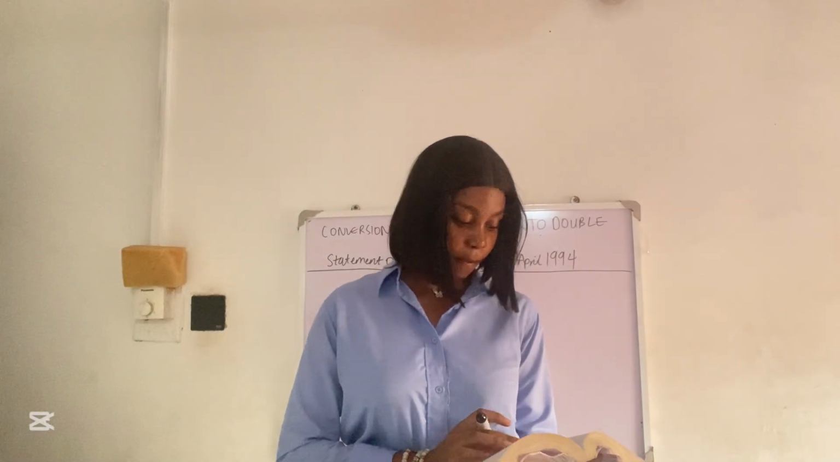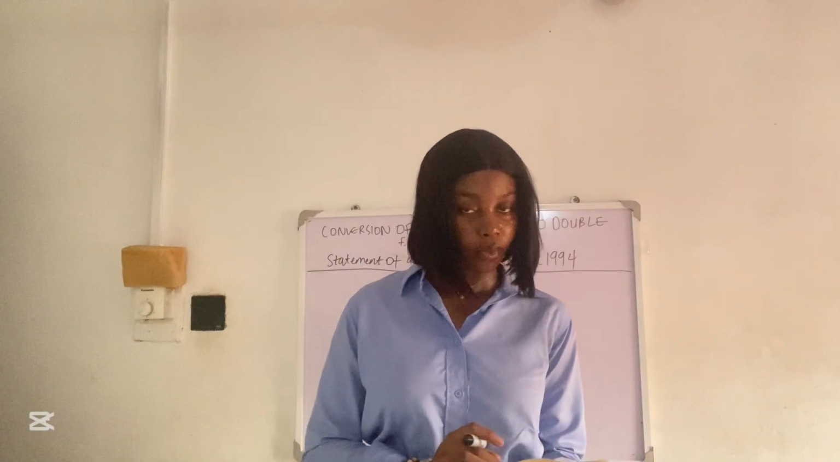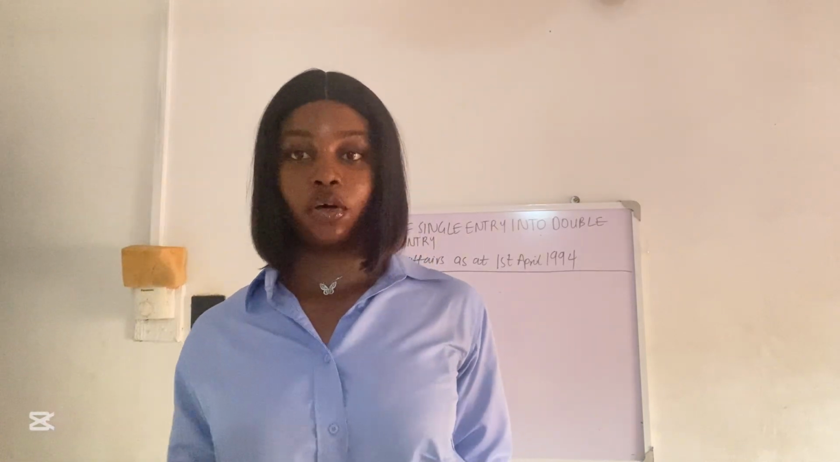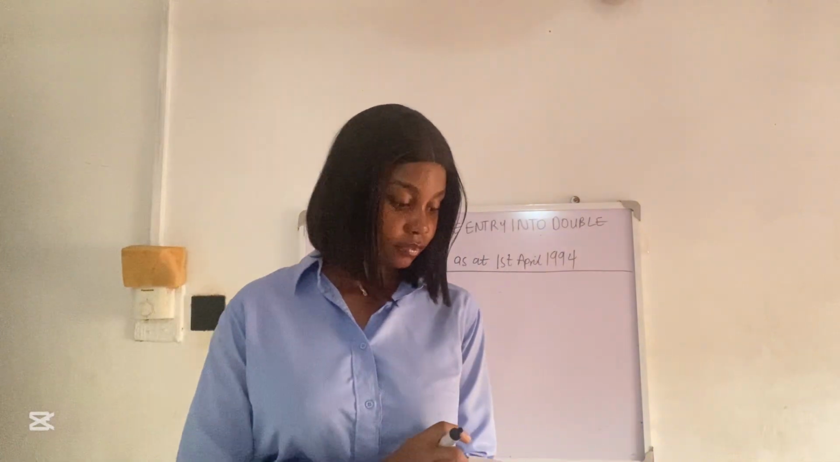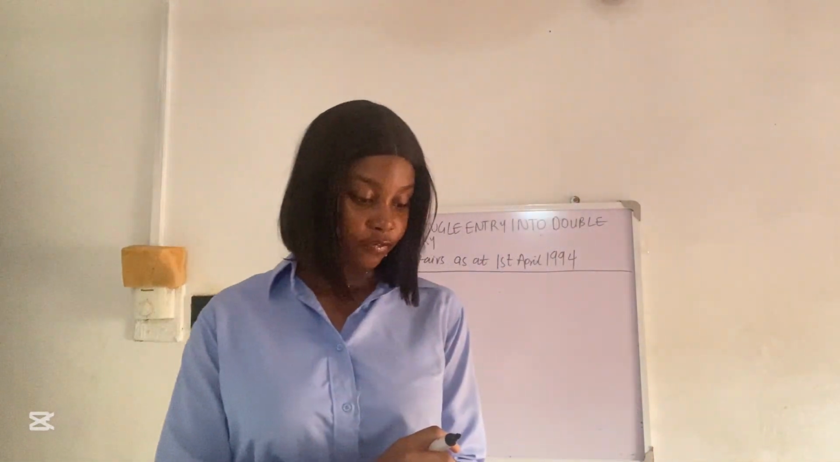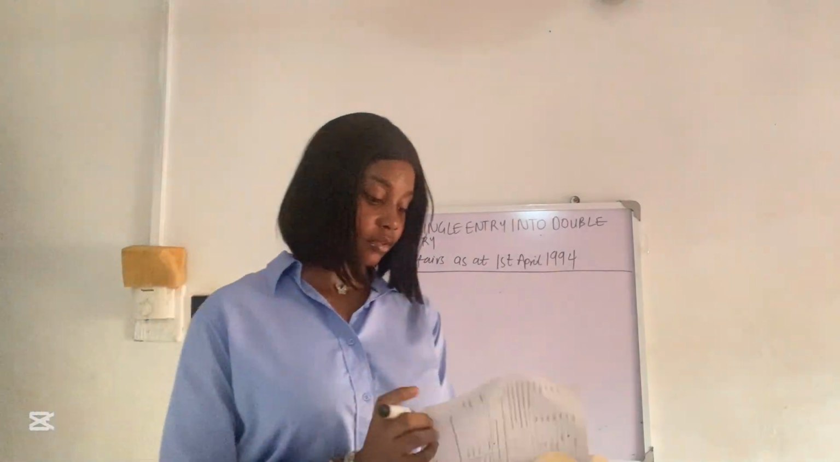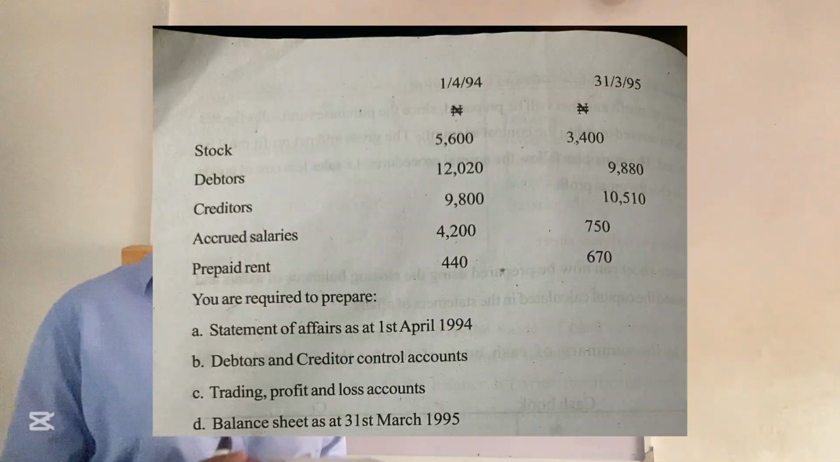So moving on, our debtors. Now remember, our capital now will be our balancing figure because it's the opening capital we're looking for. So that will be our balancing figure. We can start from stock. We don't have any fixed assets here, so we just move on to our current assets.